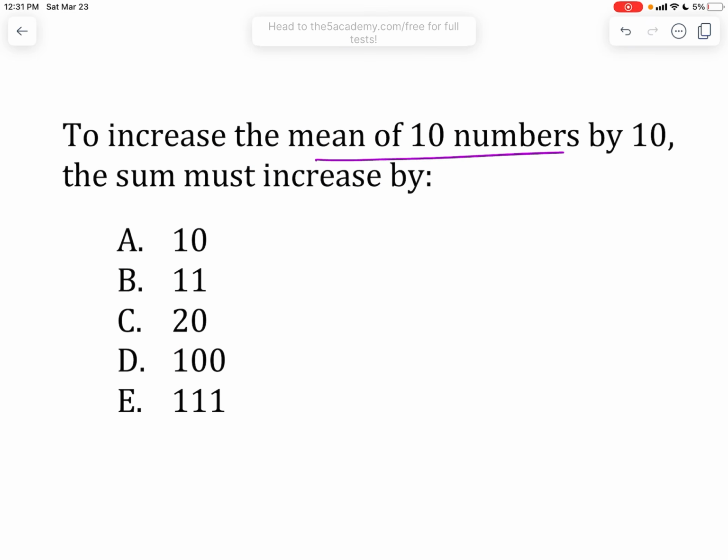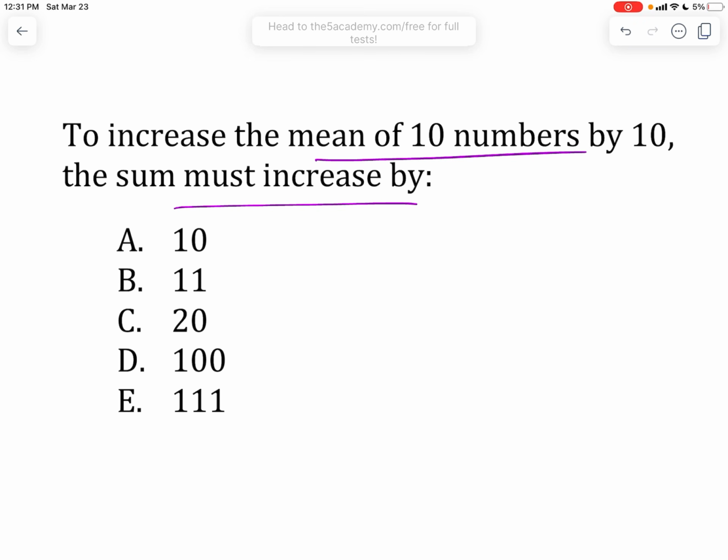To increase the mean of 10 numbers by 10, the sum must increase by what? So the mean of 10 numbers, we're trying to increase it by 10, and there are 10 numbers. So let's use a model or a formula that helps us actually understand what's going on in this problem.